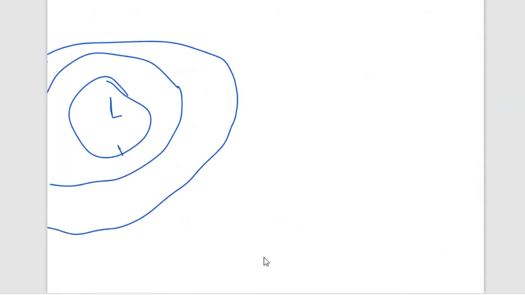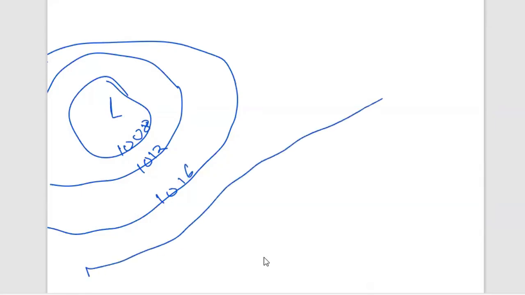Maybe this is 1008. Right. 1012. And then 1016. And maybe there's another one which is going there. It's 1020. Right. These lines here, we call them the isobars.